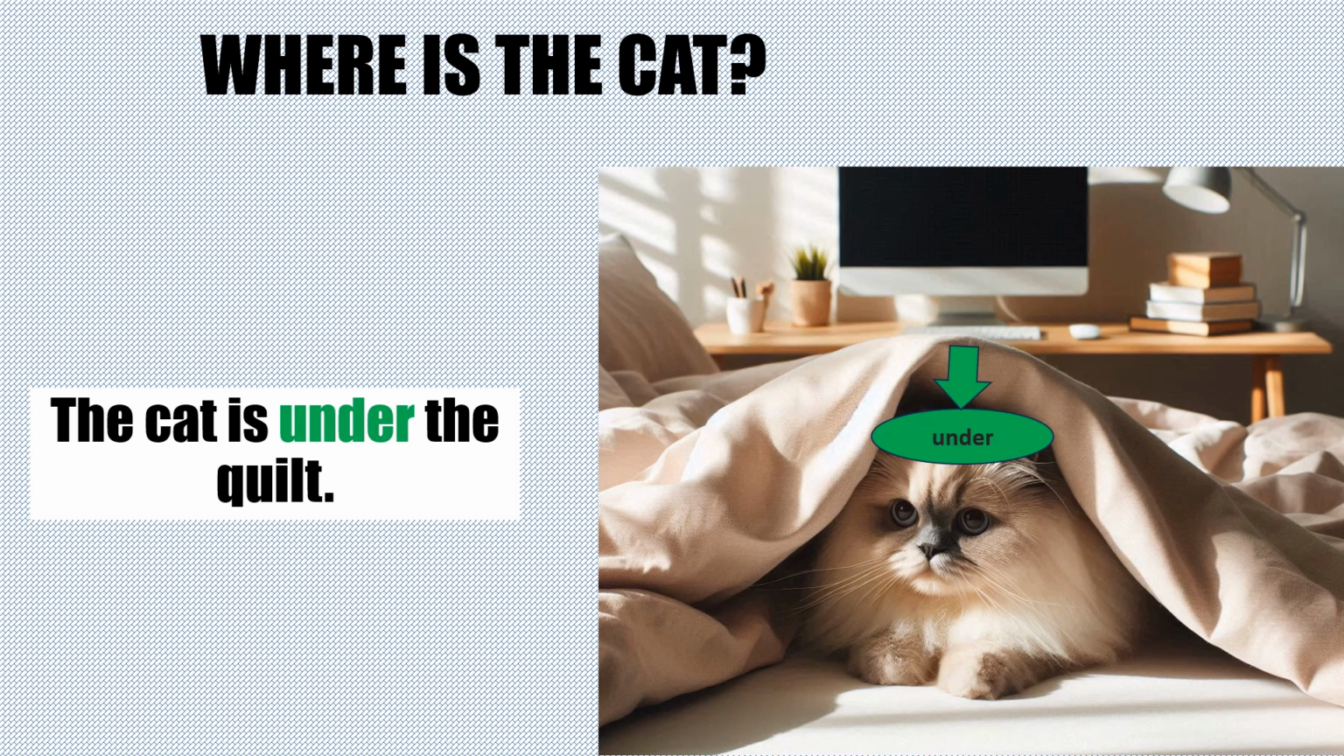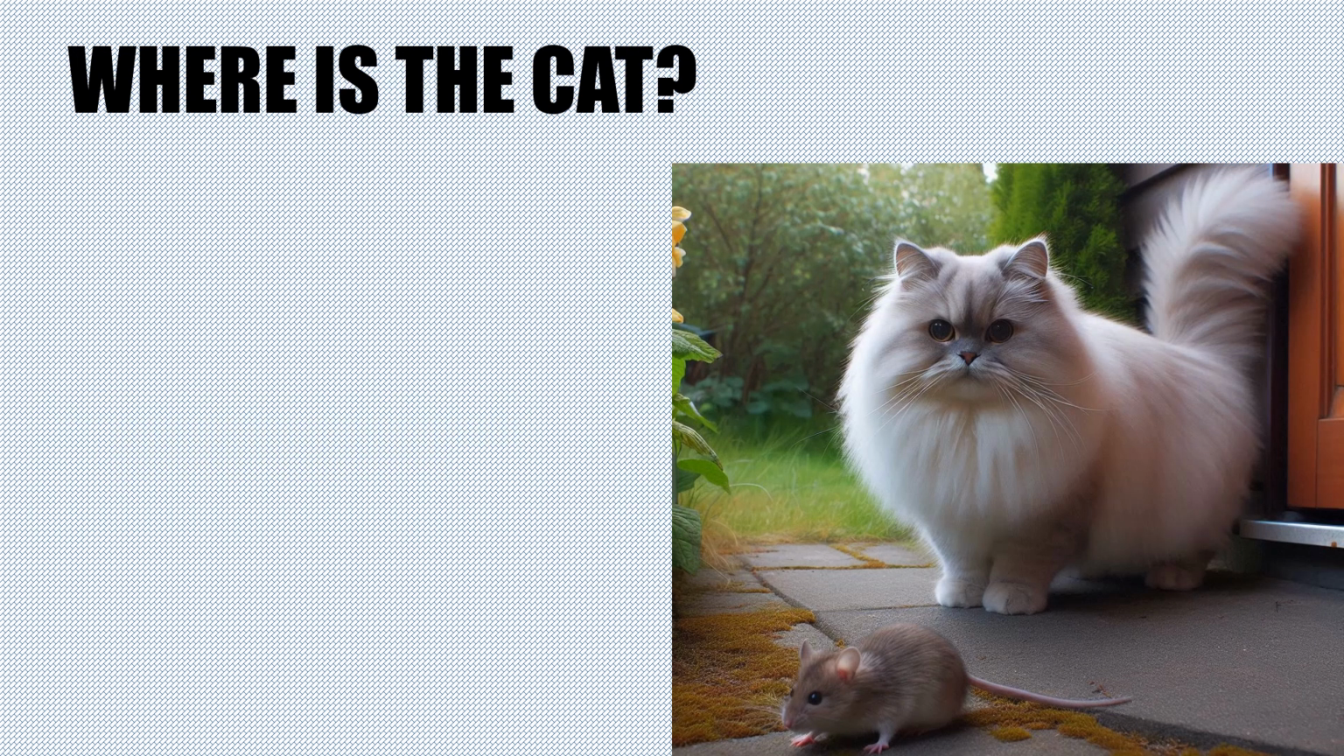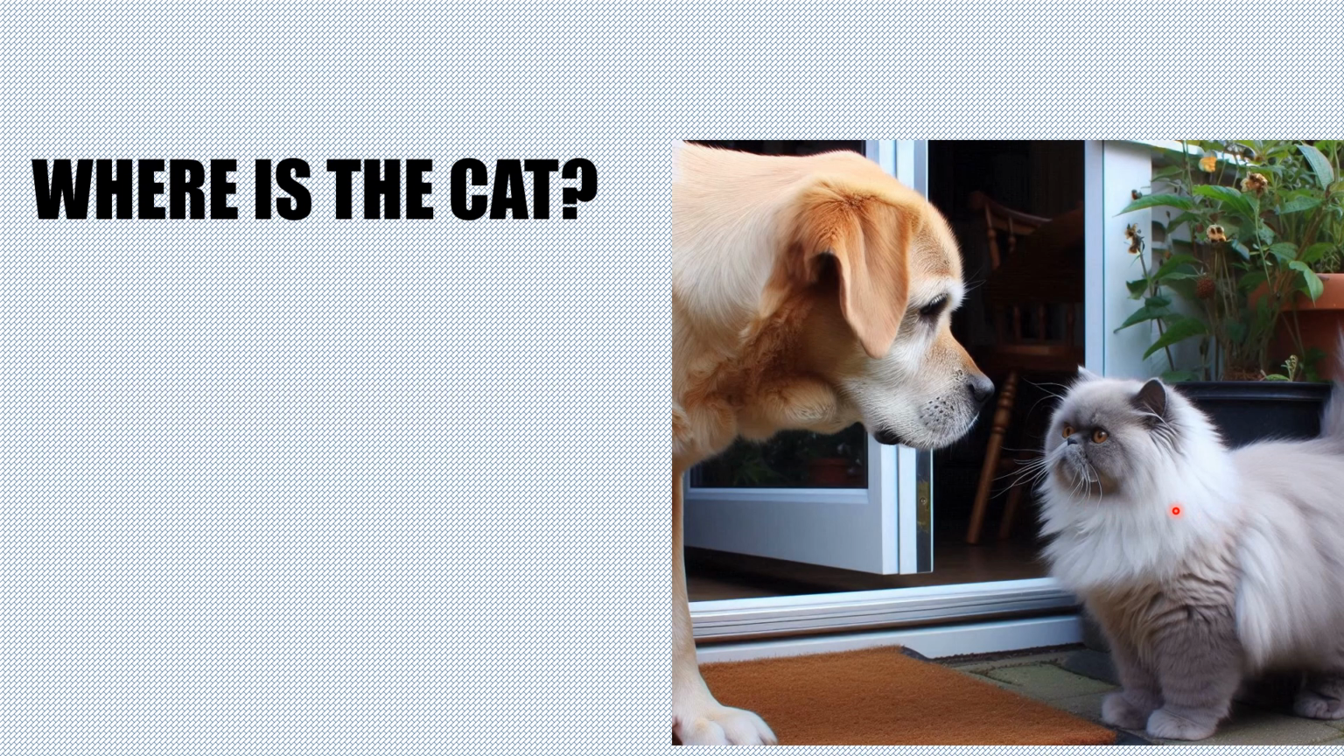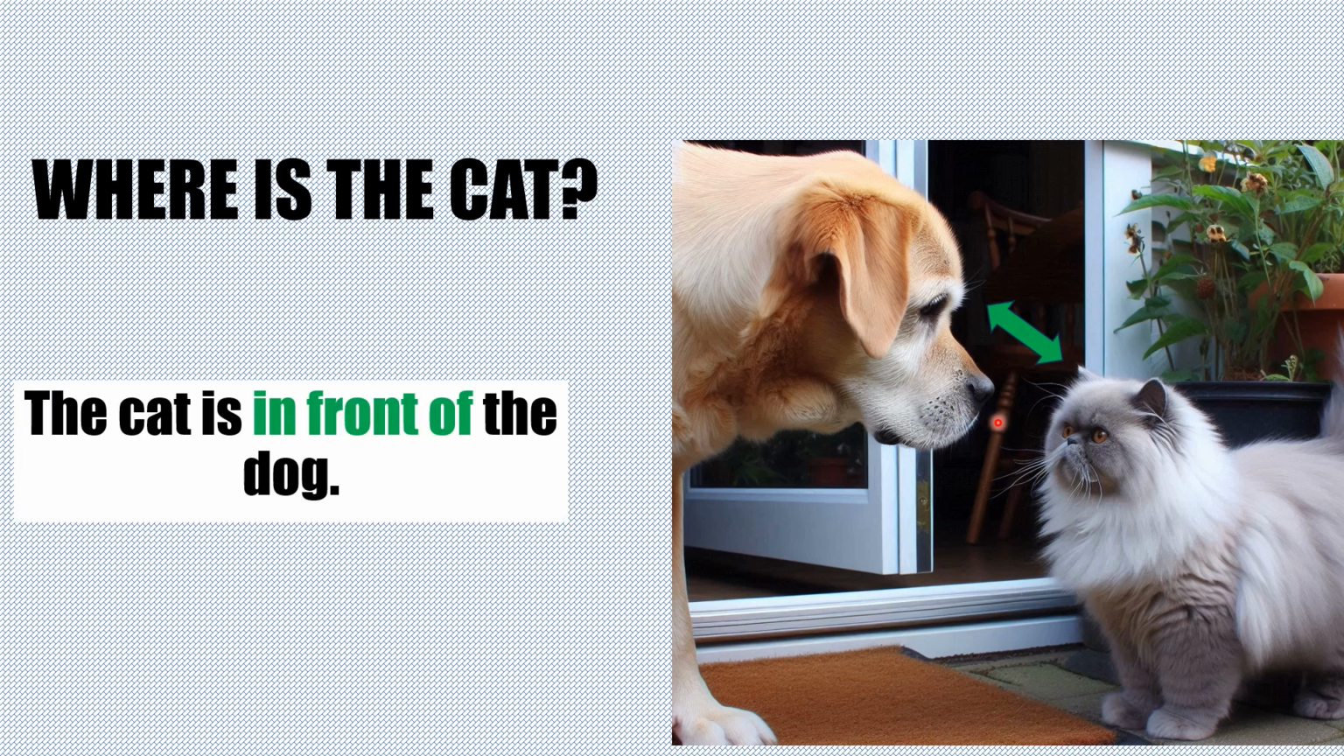As you can appreciate in the picture, the cat is behind the mouse. In this picture, we can see that the cat is in front of the dog. How about this?